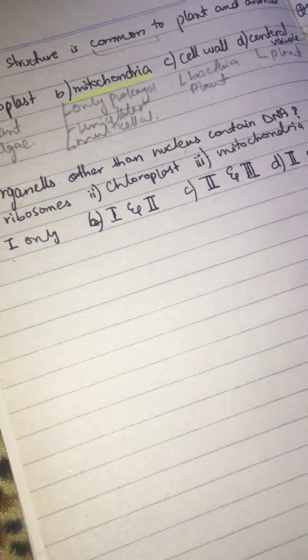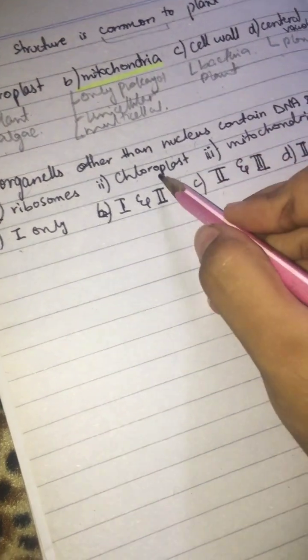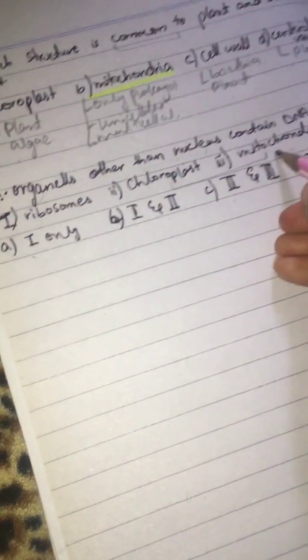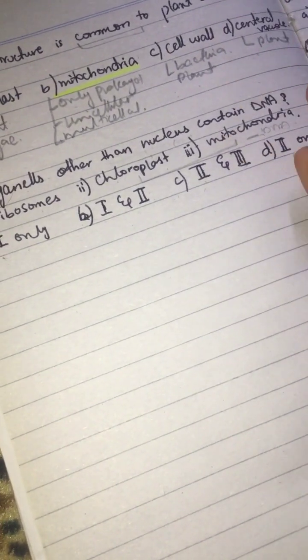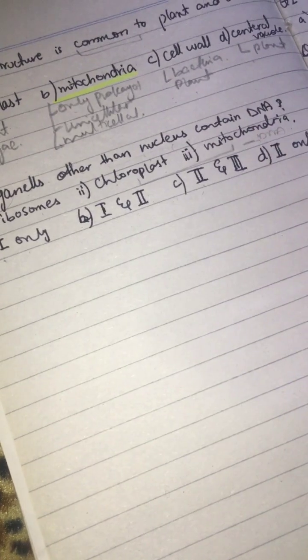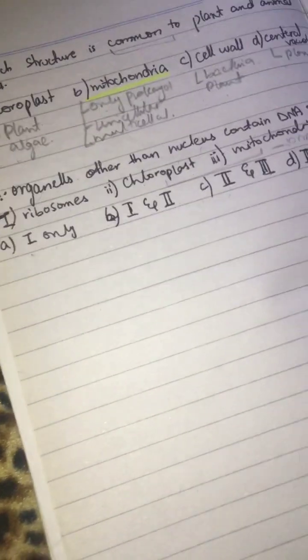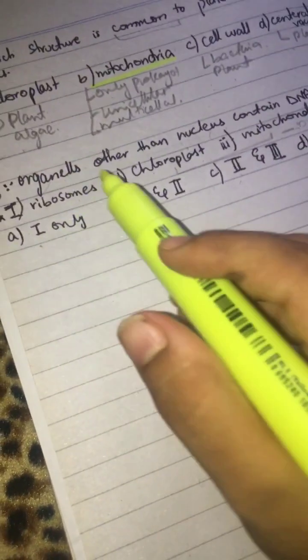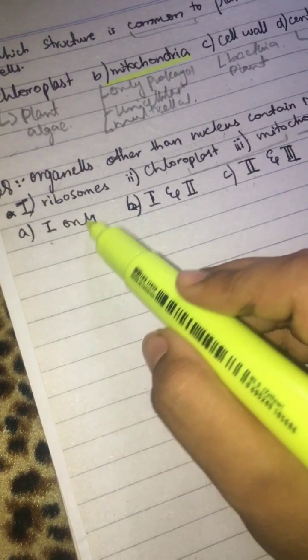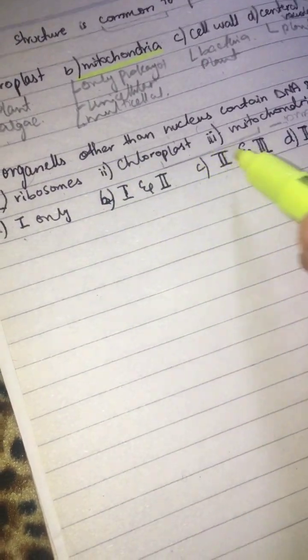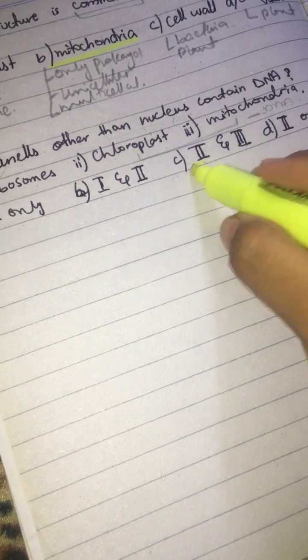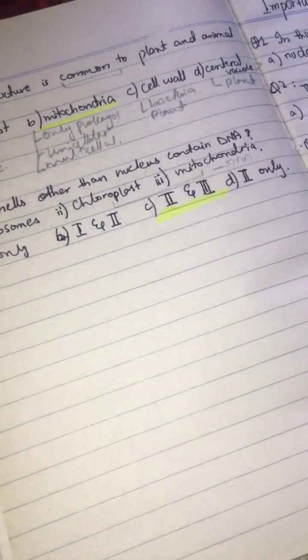So what would be the answer? I guess you know about the chloroplast and mitochondria. These both are organelles which have their own DNA. That's why they have the ability to replicate. So what would be the right option? Not one only, not one and two only, but second and third. Of course this is right, second and third. So yes, question 8 is done. Question 9.